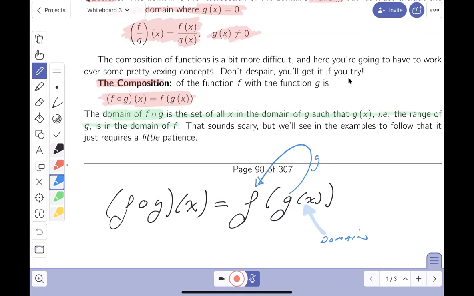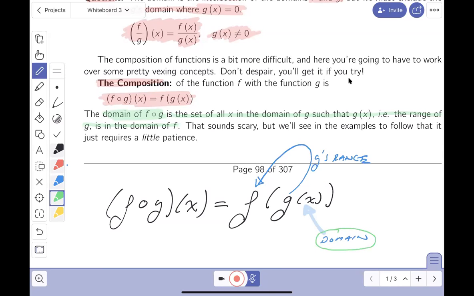And this is g's range. The problem, though, is that f may not be able to accept those numbers that g is giving it. So what we typically have to do is be very careful to exclude any elements in the domain of g that would produce a range number that f would choke on. And that's going to be a little scary for students to do.